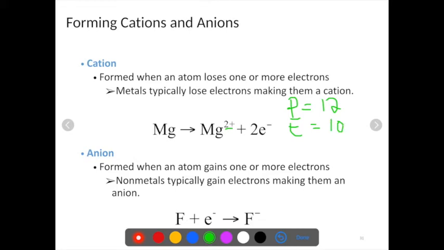Down here, fluorine has 9 protons, and again, I just get that from looking at the periodic table. And since I have a negative, that means I have one more electron than I do proton, so I have 10 electrons. So in your recitation worksheet, you'll get to practice some of that with the charges and figuring out how many protons and how many electrons with the ions.